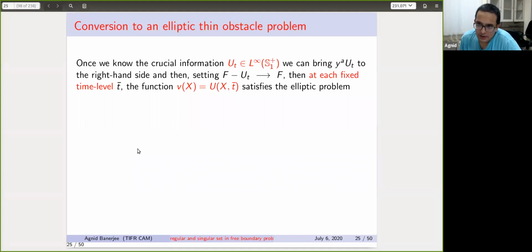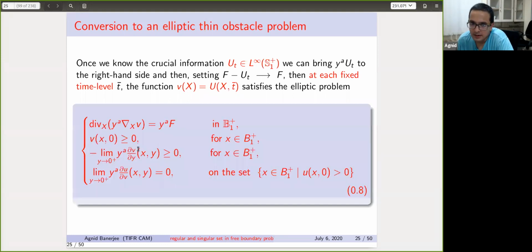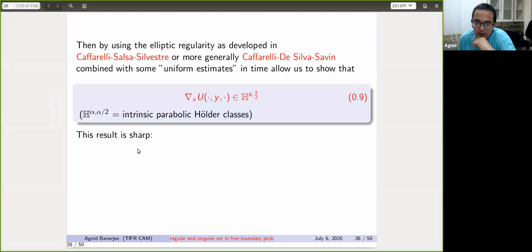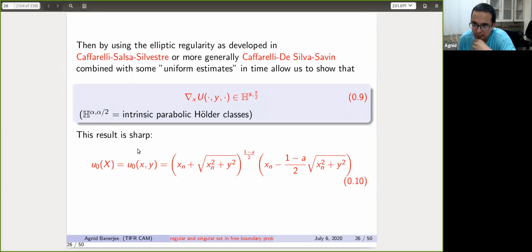Now, once you know that the time derivative is L infinity, what you do is move this time derivative to the right-hand side. And then at every time level, you have an elliptic problem. And now if you use the elliptic theory, and combine it with some uniform estimates in time, you are able to get the optimal regularity of the solution in the parabolic sense.